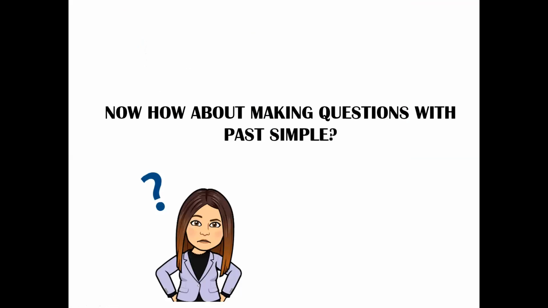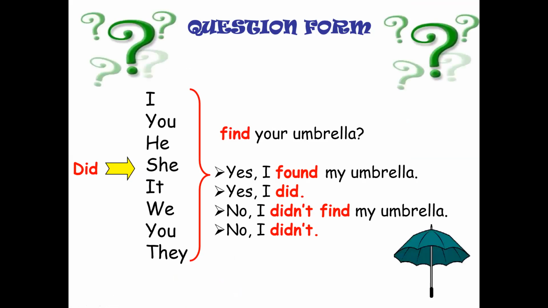Next page for you. Now, how about making questions with past simple? It's quite easy, my friend. It's always very, very easy. Just put did in front of your pronouns and then the verb one. Did I find your umbrella? Did she find your umbrella? Did they find your umbrella?